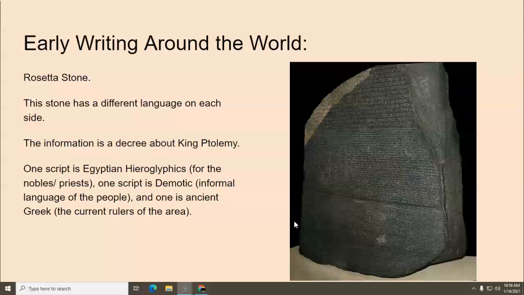And then one is in ancient Greek, the language of the current rulers of the area. So the people that found the stone, they knew ancient Greek. And from ancient Greek, they could figure out the Demotic. And from the Demotic, they could translate the hieroglyphs. And that opened up the whole key to understanding early languages.